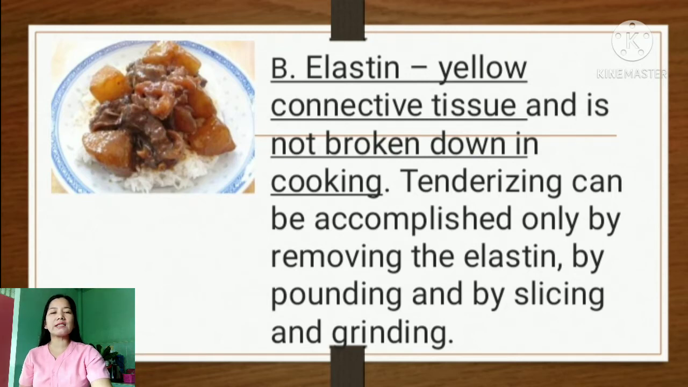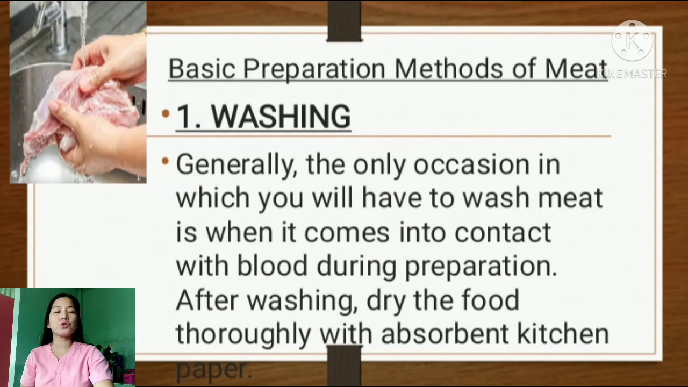Okay, so let us discuss now the basic preparation methods of meat. Okay, so bago lutuin, meron tayong mga ginagawang pamamaraan doon sa ating biniling karne. The first one is yung tinatawag nating washing. Washing generally, the only occasion in which you will have to wash meat is when it comes into contact with blood during preparation. After washing, dry the food thoroughly with absorbent kitchen paper. So, hinuhugasan ang karne para matanggal yung dugo.